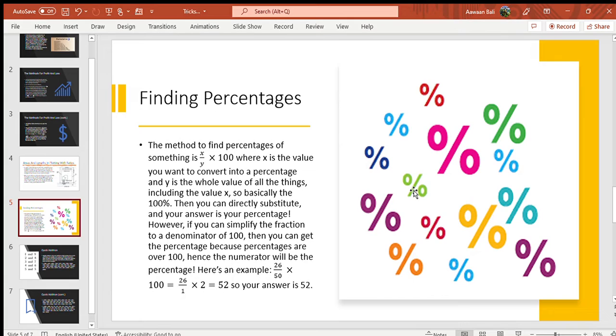For example, if we had 26 upon 50 times 100, you can simplify by cancelling out the 100 with the 50, since they're both divisible by 50. So the 50 divided by 50 is 1, so the denominator would become 1, and the 100 divided by 50 would become 2, so that whole number would become 2 now. And then 26 upon 1 is basically just 26, so 26 times 2 is 52 upon 1, so the numerator is 52, so your answer is 52%.